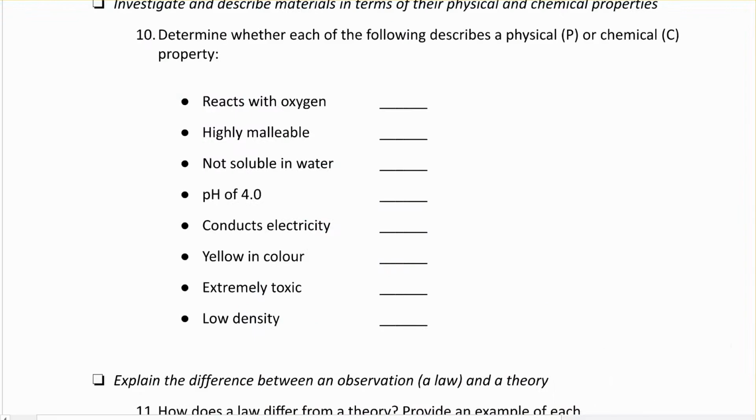So, these are different types of physical properties. If we go back and look at these, so reacts with oxygen. As soon as you see the word reacts, you know it's going to be a chemical property. Highly malleable. When I think of malleable, if you forget, I think of a blacksmith being able to mold or hammer metal into the shape of a sword or a horseshoe or something like that. It means the metal's malleable, which is a physical characteristic. It's just being reshaped. Not soluble in water. That's physical. Maybe I'll put a P, C.